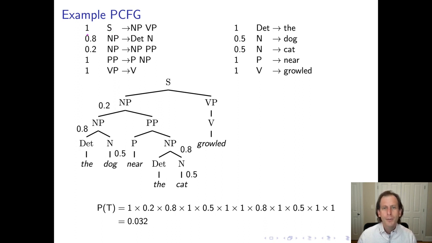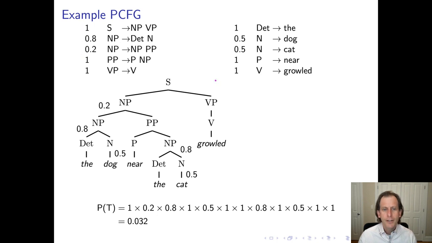All the rules whose left-hand side appears in only one rule have probability 1. So since the only thing that S can do is rewrite as NP and VP, the probability of that rule is 1, and so forth. But there are two sets of rules, the NP rewrite rules and the N rewrite rules, that have two different possibilities. In these cases, we have probabilities that are less than 1, but jointly sum to 1.